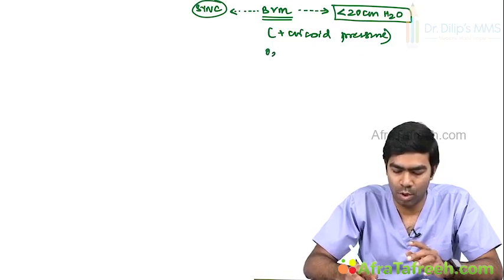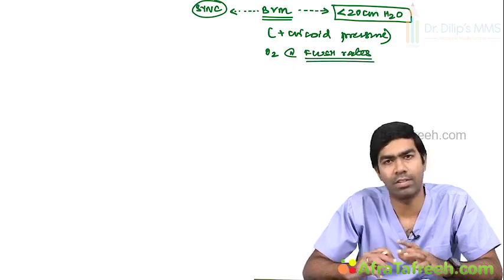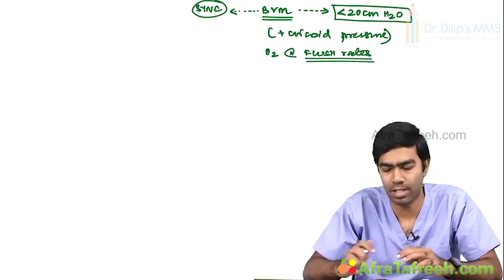Next, O2 flow. Again, you will be using the flush rates. That's really important. You have to give the maximum O2 flow to the patient at this point.